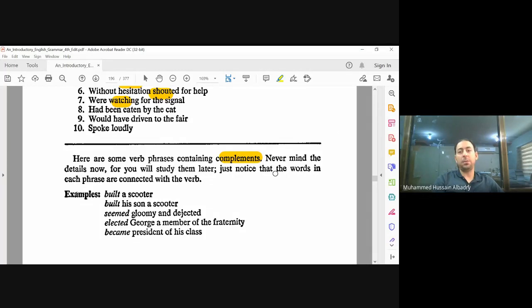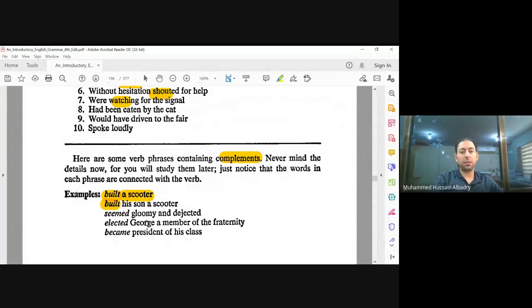Just those are the words and each phrase is connected with the verb. Connected. مثلا boat هذا head word. كلها verb phrase. ايش بيها؟ بيها complement. هاي complement مثلا direct object. هنا عندك direct and indirect etc.